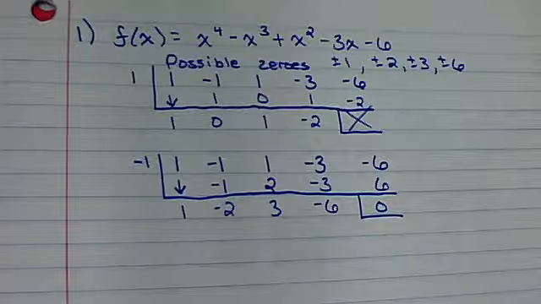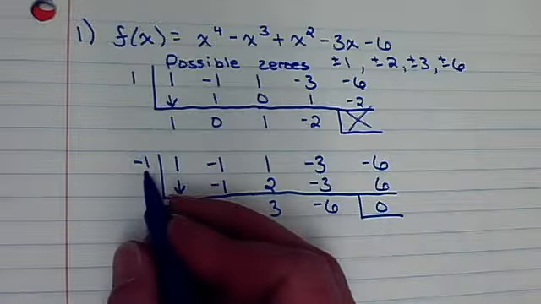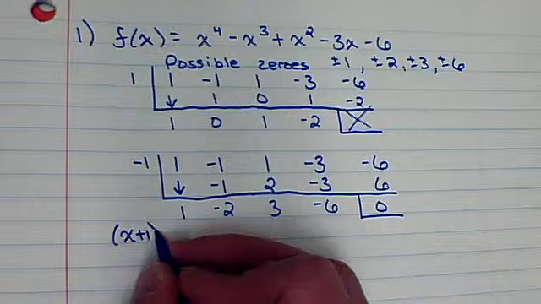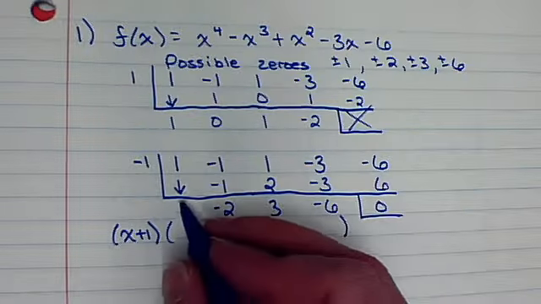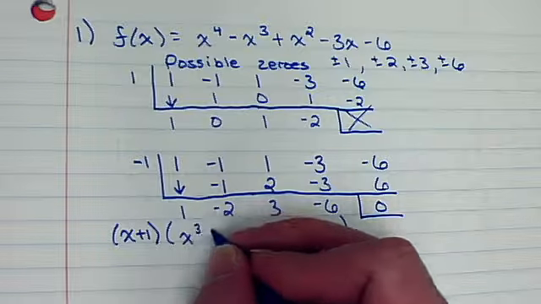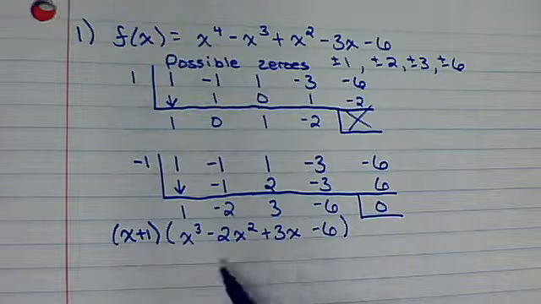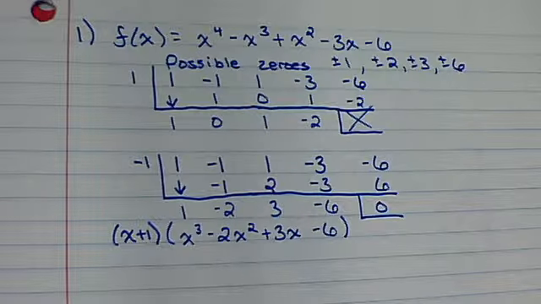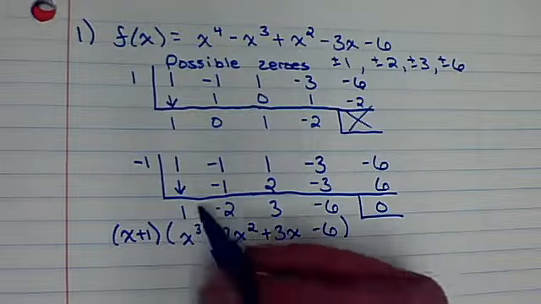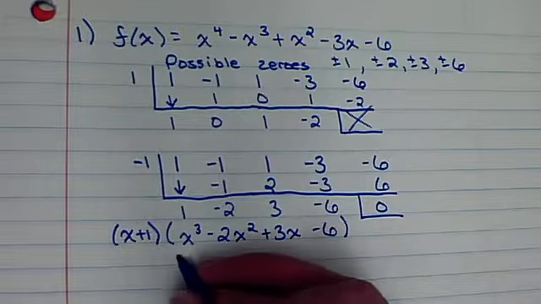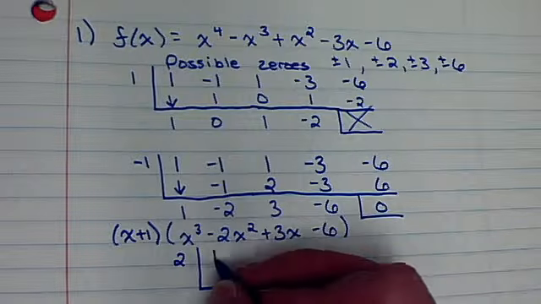So this is one of my factors. If negative 1 was a 0, then that means x plus 1 is one of my factors. Now the quotient here is going to be 1 degree less, so that's going to be x cubed minus 2x squared plus 3x minus 6. Now I could keep going and try synthetic division again, or I can use other ways to factor it. I'm thinking maybe a 2 might work. Let's try 2. Now I don't have to go back to the original. I can use this and try to factor it using synthetic division.